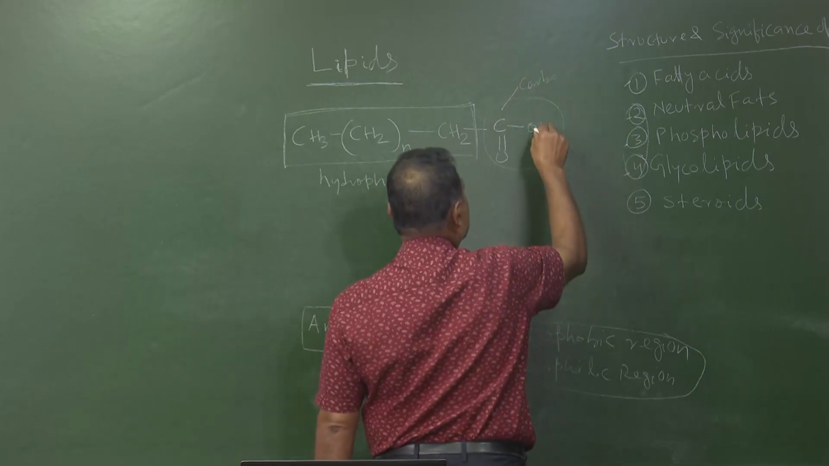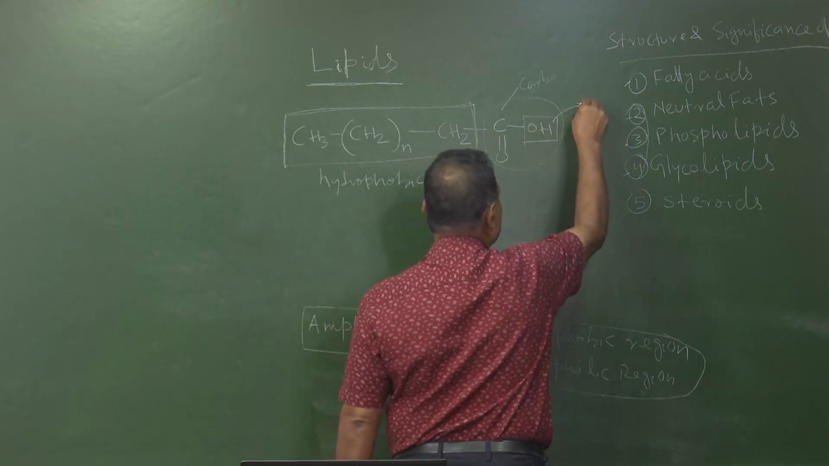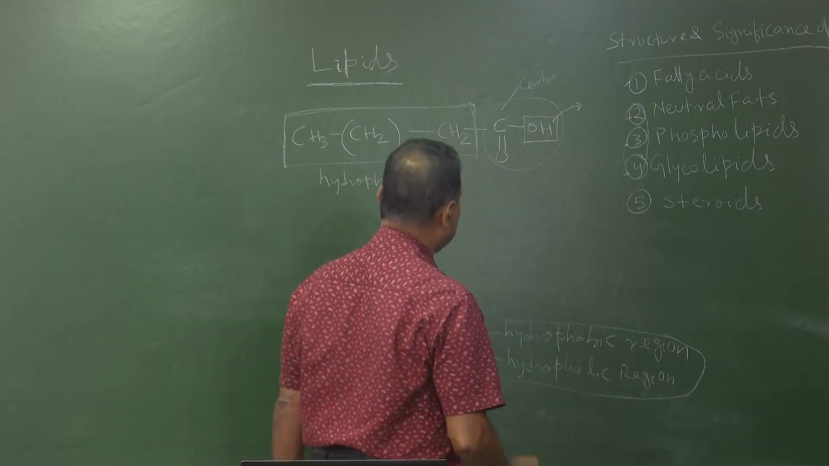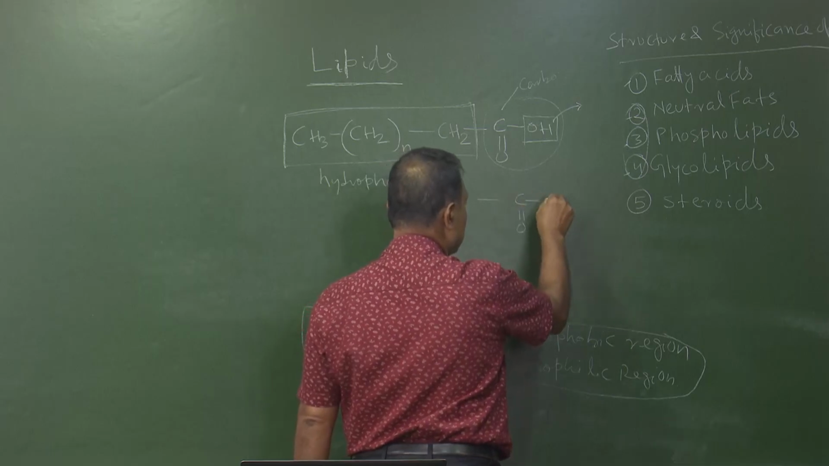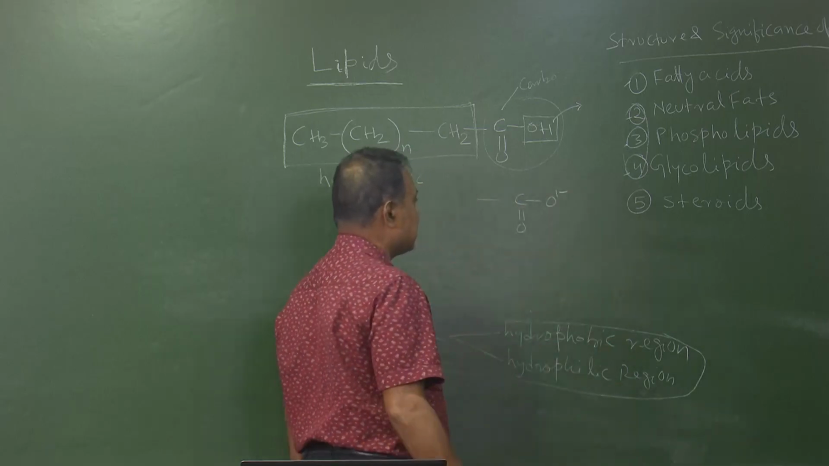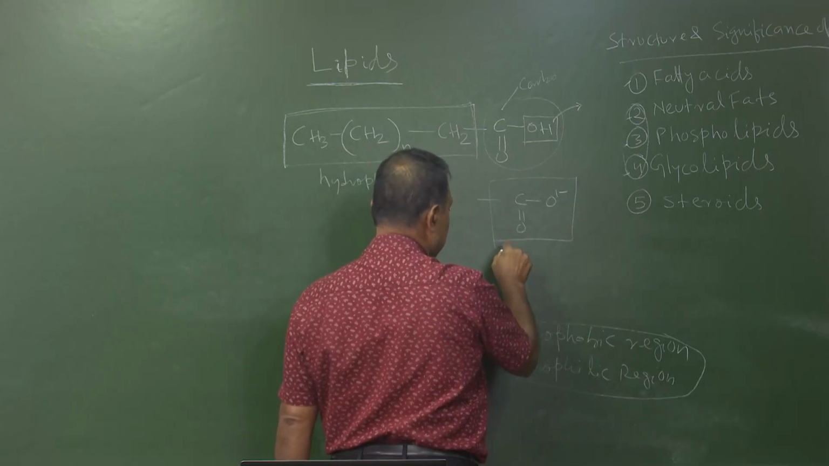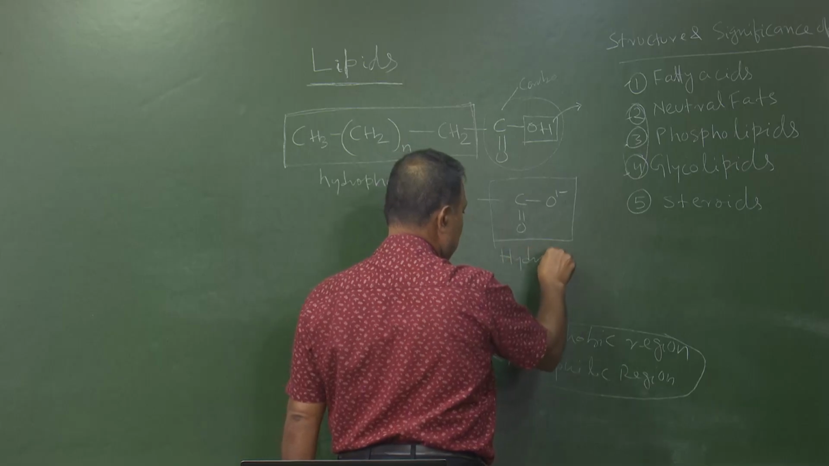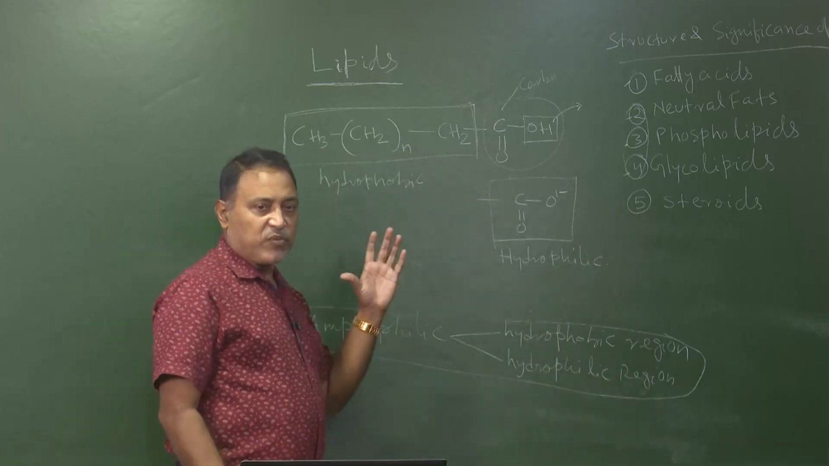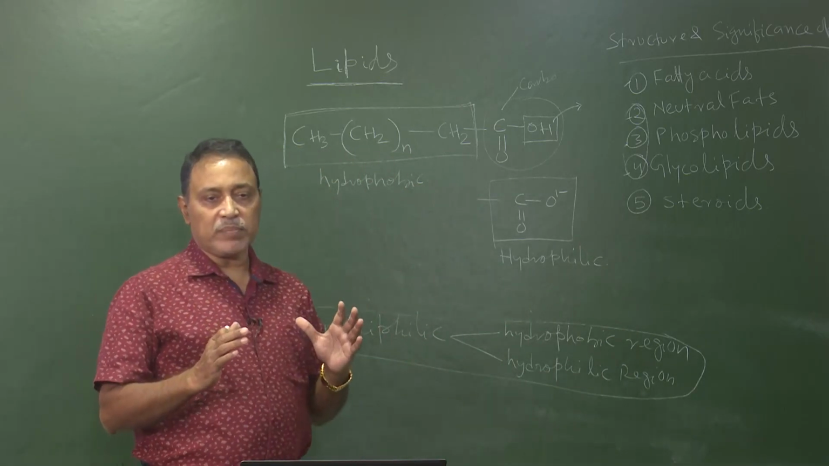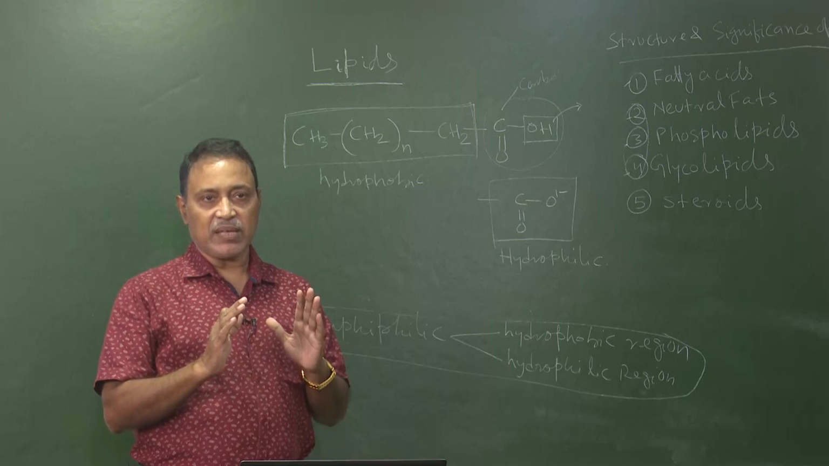So here this hydroxyl group will donate this hydrogen. So this becomes what? C double bond O 1 minus. Because of this ionization, this end becomes hydrophilic. I hope you understand. Hydrophobic means that will repel water. Water will not come in contact with that part of the molecule.